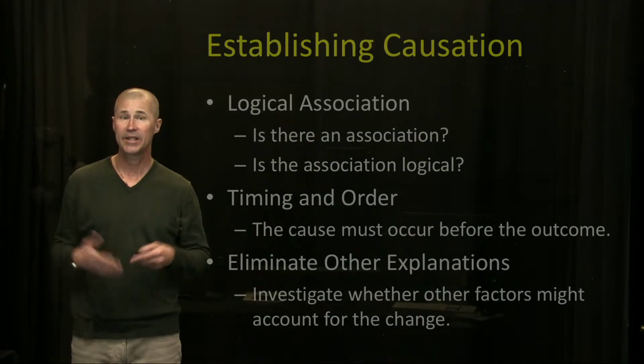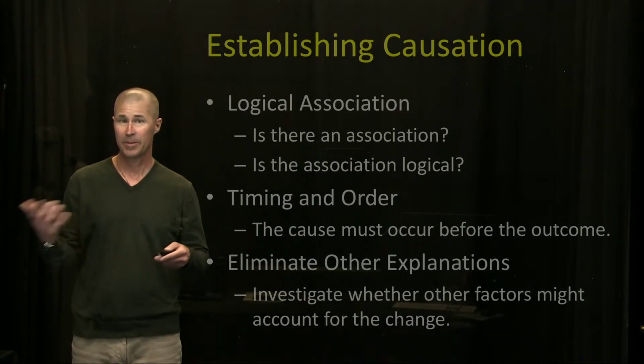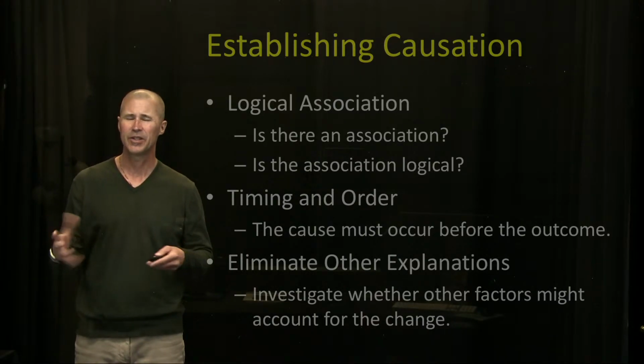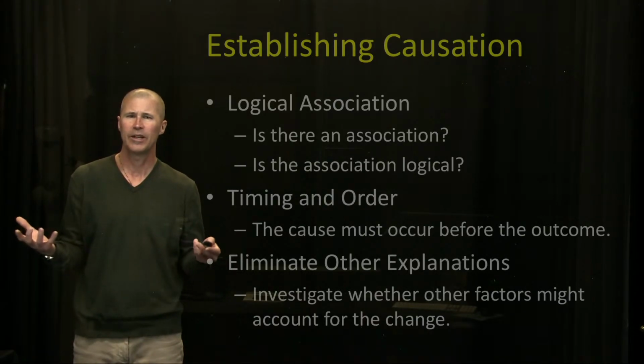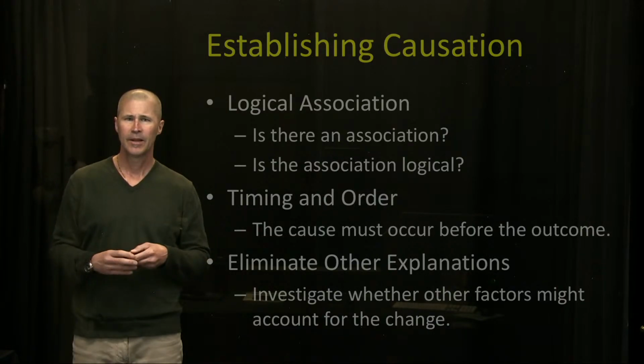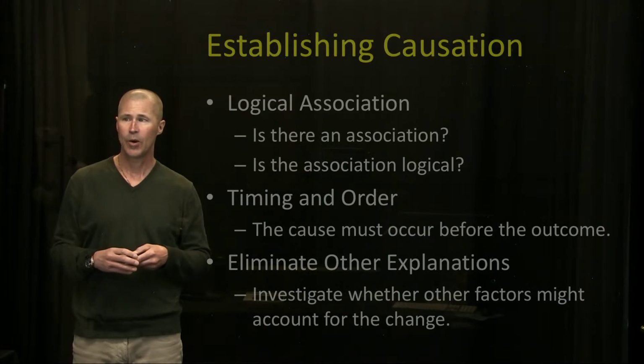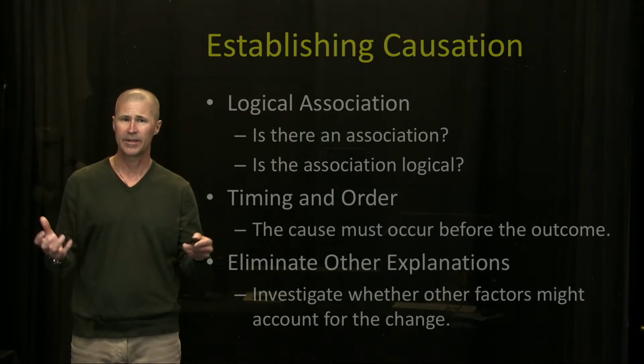So how do we establish causation? There has to be a logical association. There has to be an association between the two variables, and the association has to be logical. So again, ice cream and drowning, there's really no logical link there. Timing and order, the cause must occur before the outcome. So caloric intake and weight. There has to be an order to things.